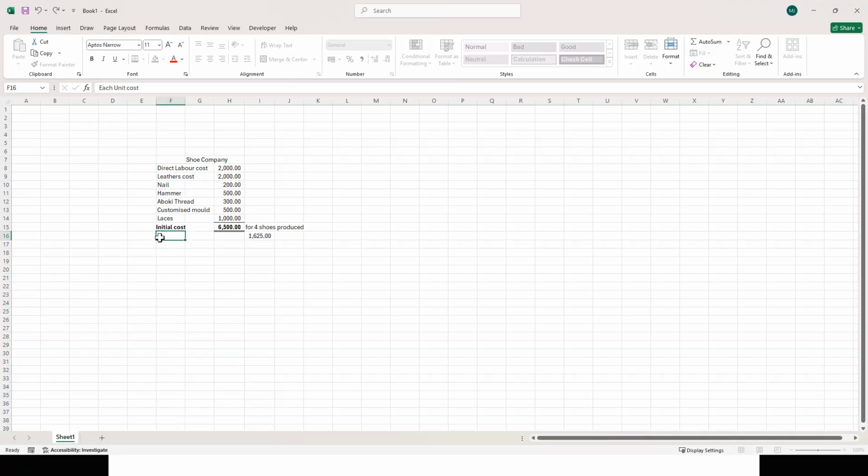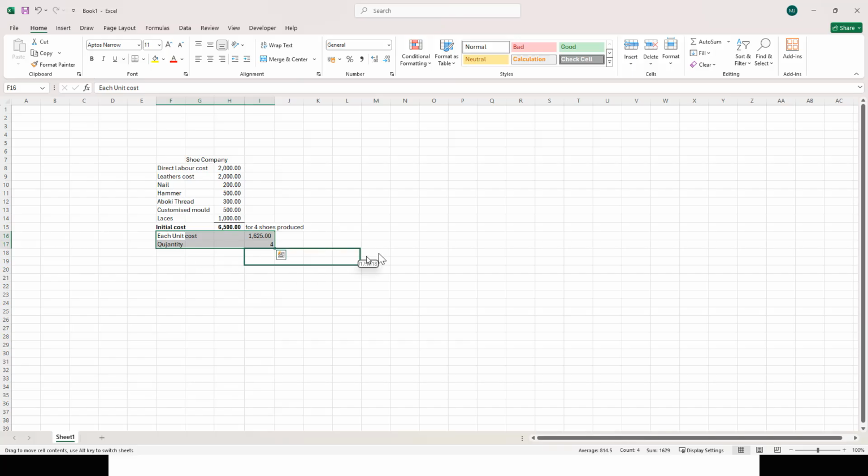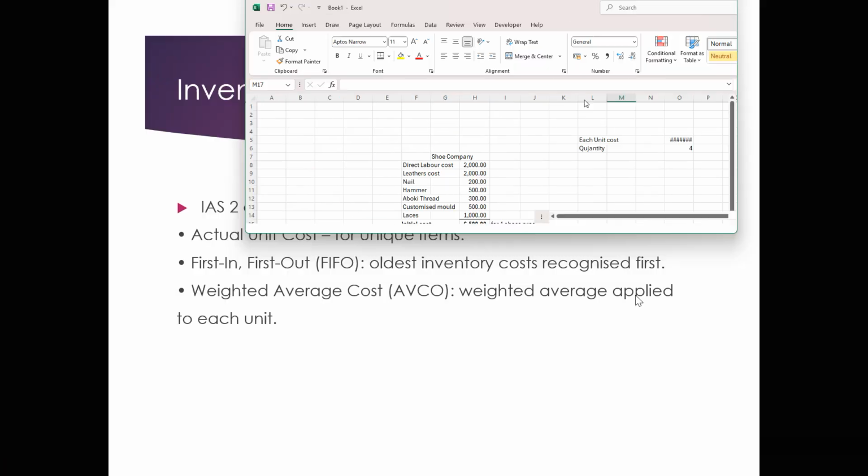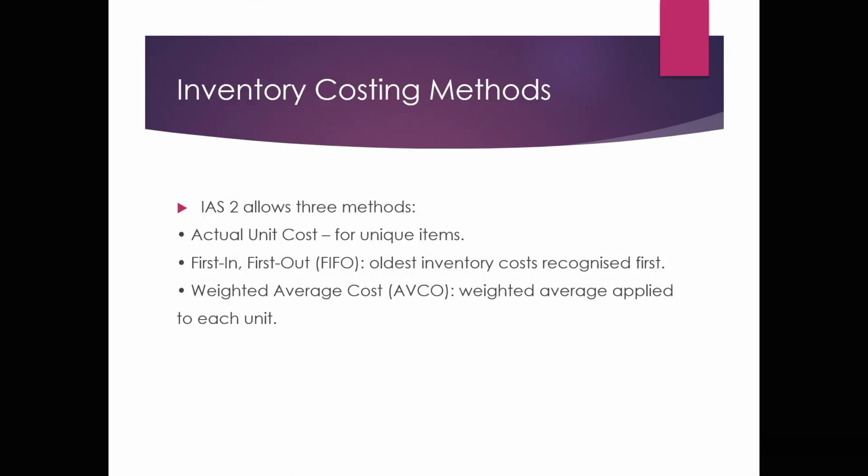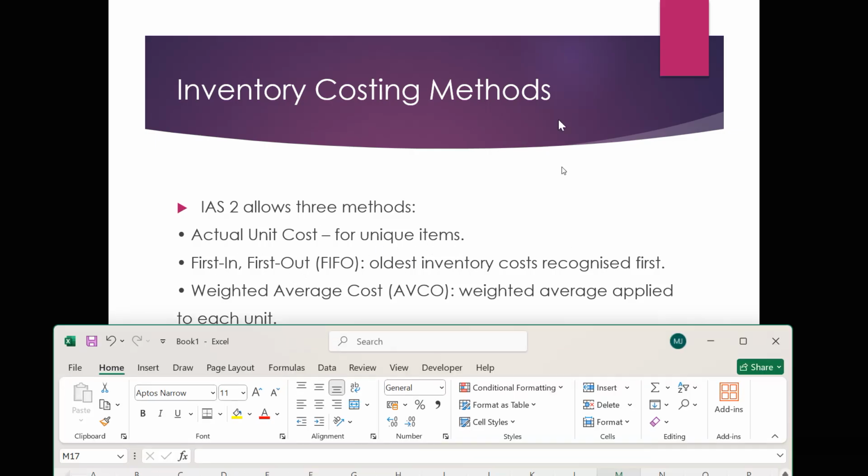Each unit cost is what, right? Quantity is 4. This is what I've tried to explain to you here: the actual unit cost for unique items, and the way we are going to measure it is FIFO, first in first out. Let me now measure first in first out.